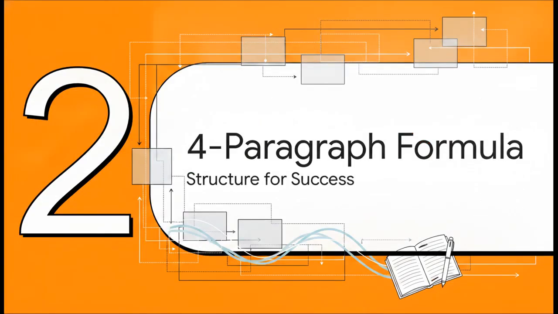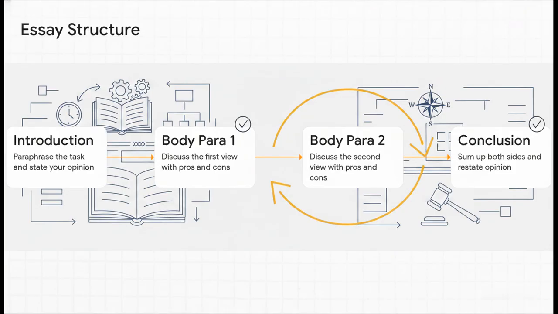Moving right along to section 2, the 4-paragraph formula, structuring for success. Listen, here's the golden rule for this format. You do not need to be originally creative with your layout. In fact, you really shouldn't be. Learn this precise 4-paragraph structure once and literally reuse it every single time. Step 1, your introduction. Step 2, body paragraph 1, which tackles the first view. Step 3, body paragraph 2, tackling the second view. And step 4, your conclusion. It is that predictable. And honestly, examiners absolutely love it because it's just so easy to follow.